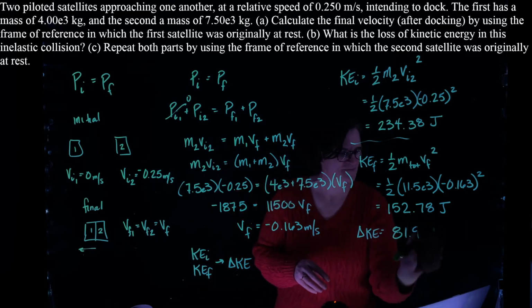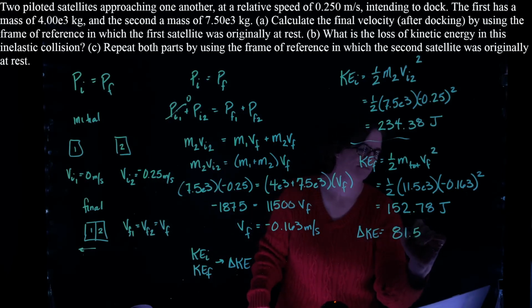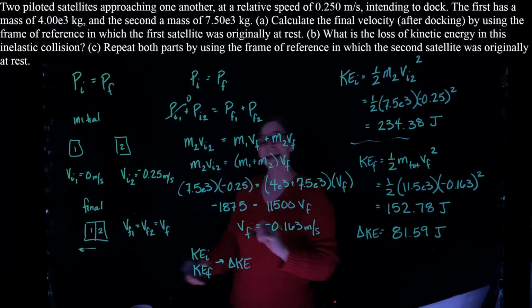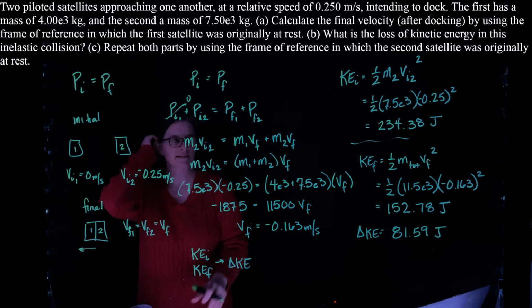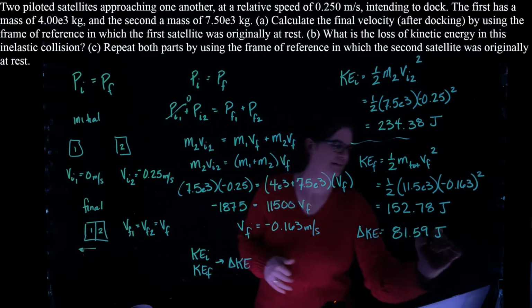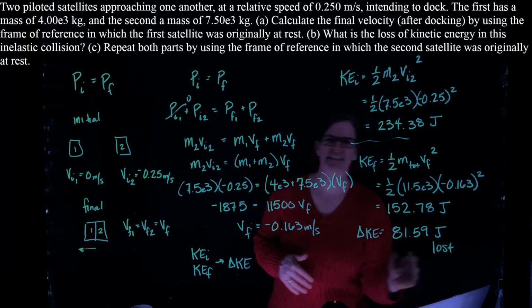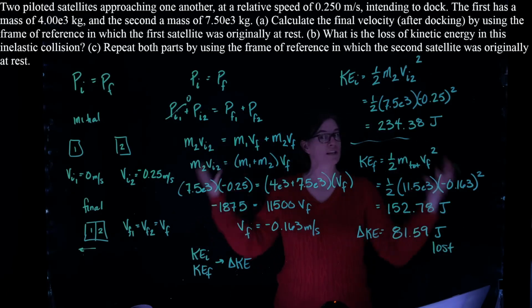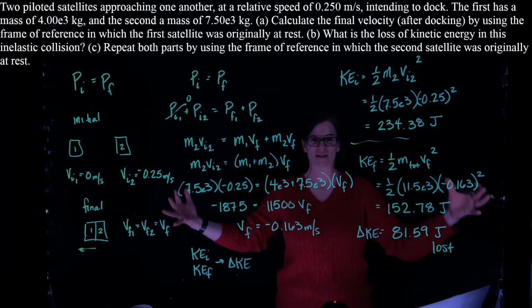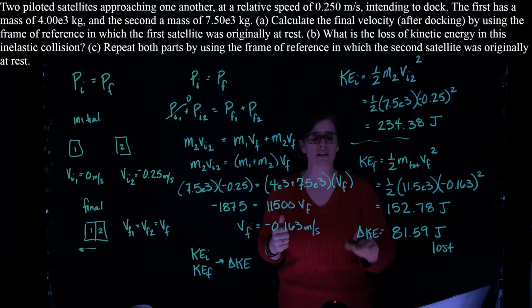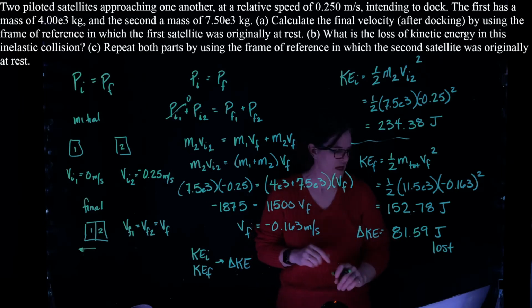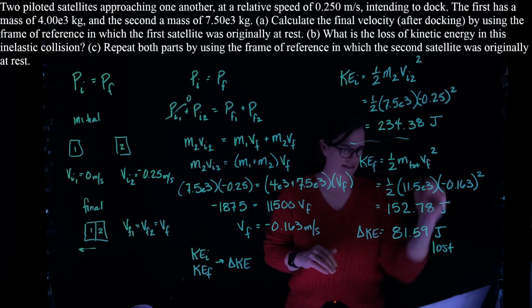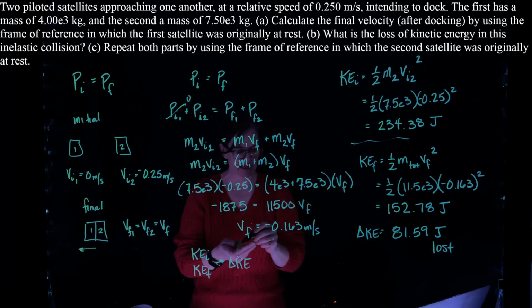81.59 joules. I lose 81.59 joules of kinetic energy in that system. That goes to some other type of energy, right? So we don't ever lose energy in the global system. Energy is conserved, but the kinetic energy of this system is not conserved. So we'll keep that number right there, I guess.